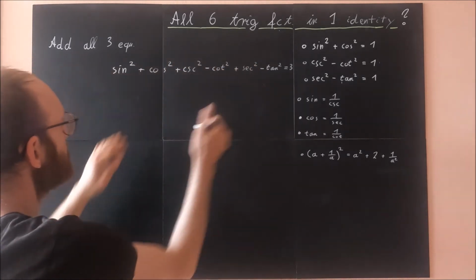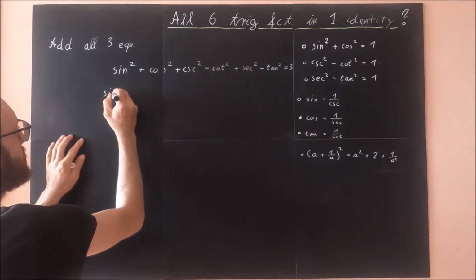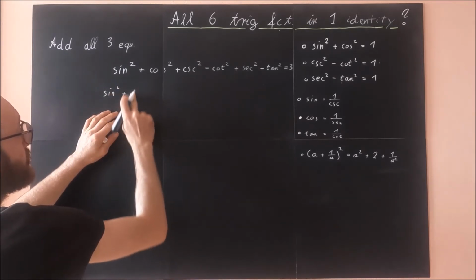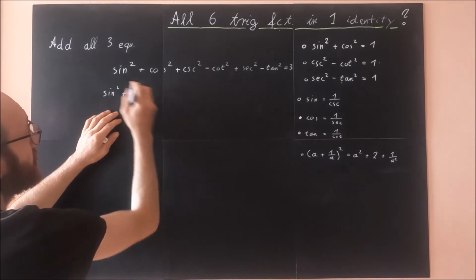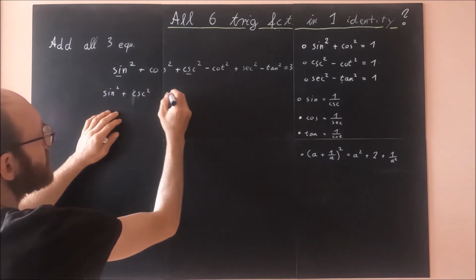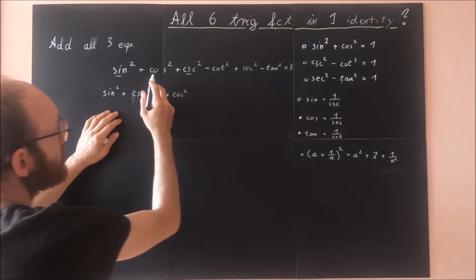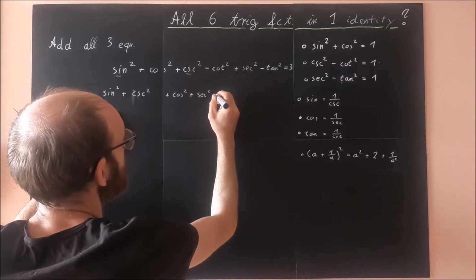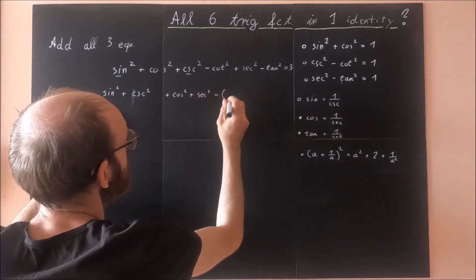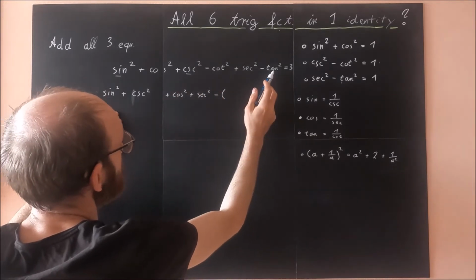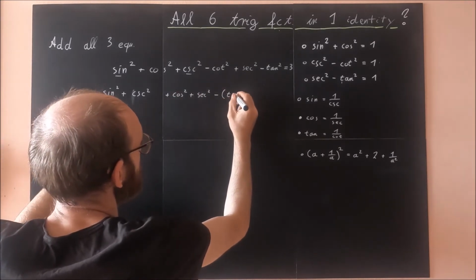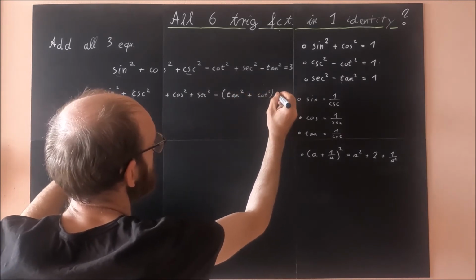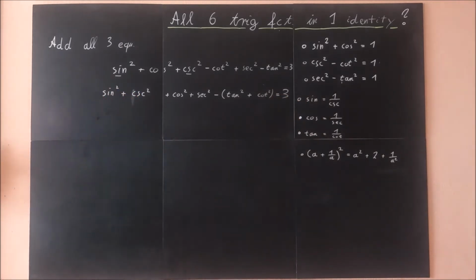Now we move things a little bit around, so we have sine squared plus cosecant squared plus cosine squared plus secant squared minus tangent squared plus cotangent squared equals 3. Alright.